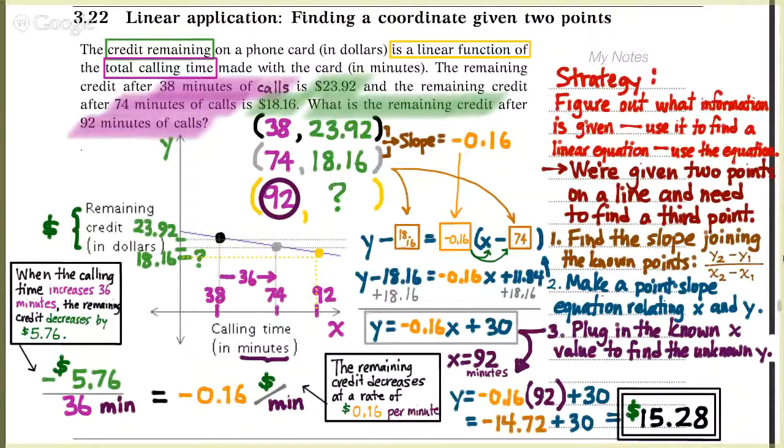Plugging that slope into the point slope form of an equation for a line, along with either of the 2 points that we know, and then simplifying, we find this fairly straightforward equation, y equals negative 0.16x plus 30, describes the relationship between these two quantities given in the problem. And then it's just a matter of using that relationship. Because we know what we're looking for is a situation where we've made 92 minutes of calls, so we know that x needs to equal 92. And the part we don't know is what's the value of y going to be, which we can find by substituting 92 for x into our equation and then simplifying to determine y, $15.28.